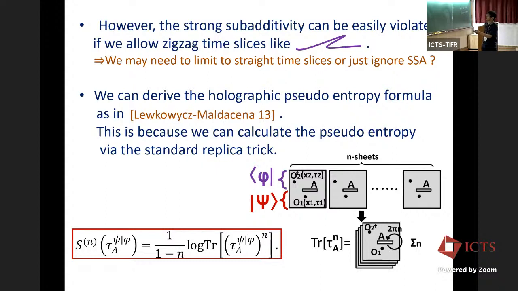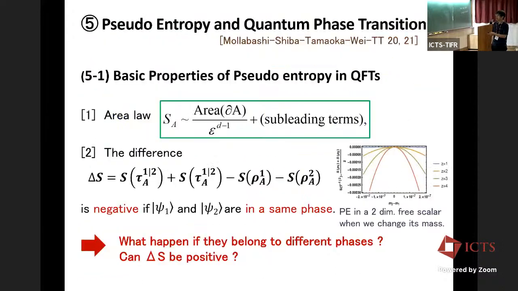And we take multiple copies to compute this replica method. This path integral is defined as psi, and this is above phi. We just path integrate over all n copies, and then we get this partition function, which basically computes the nth linear entropy, or rather the nth pseudo entropy. This is a holographic calculation, so we can find many examples where we can compute this analytically.